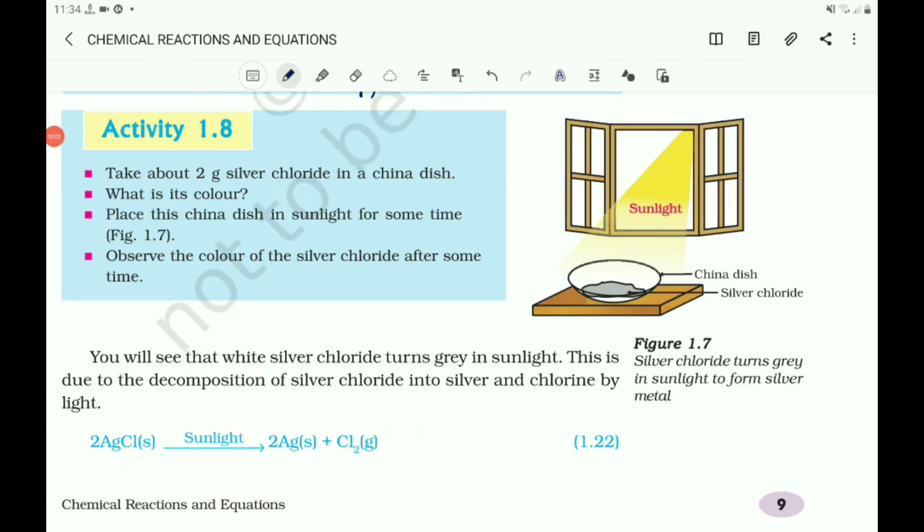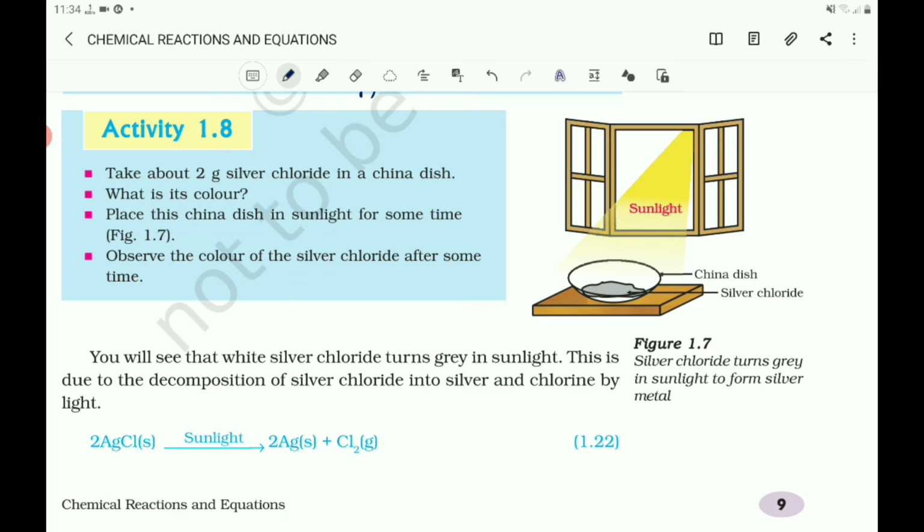And also we have done the activity to observe the light decomposition, in which the silver chloride in the presence of sunlight is decomposed into silver and chlorine. That you have done by taking 2 grams of silver chloride in a China dish, and it is white in color, and this turns to gray in sunlight.